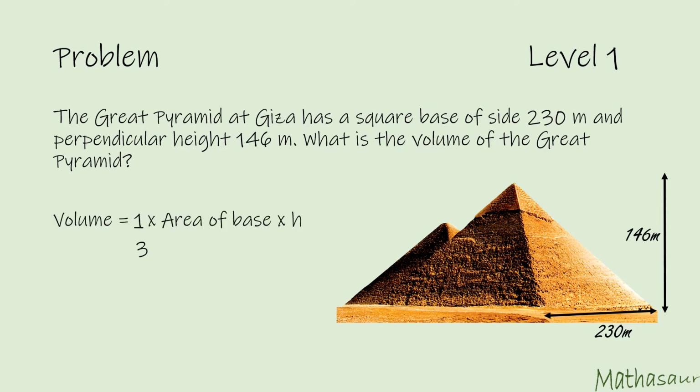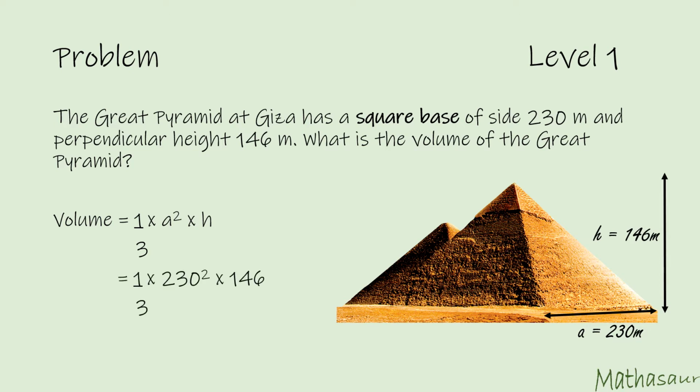Now we know that the volume of a pyramid is 1/3 times area of base times h. Since the base is a square, the area of base would be equal to the area of this square. So 1/3 times a square times h, where a is the side of the square base. Let us substitute the values and calculate. You may use a scientific calculator for calculations in today's lesson.